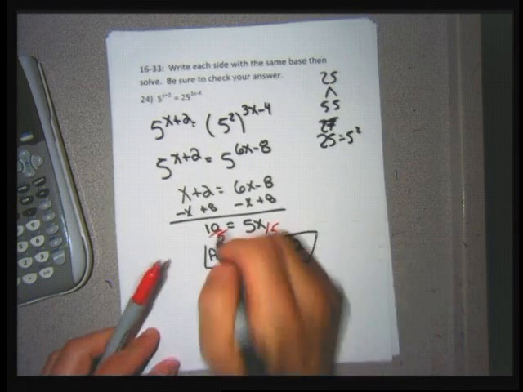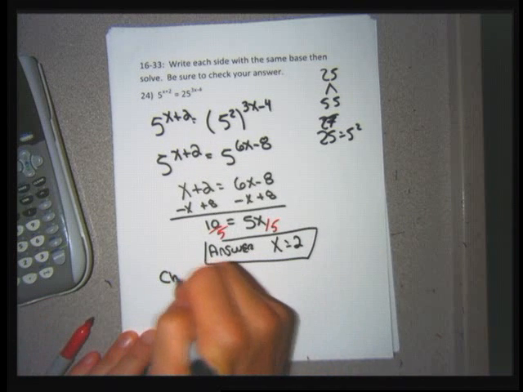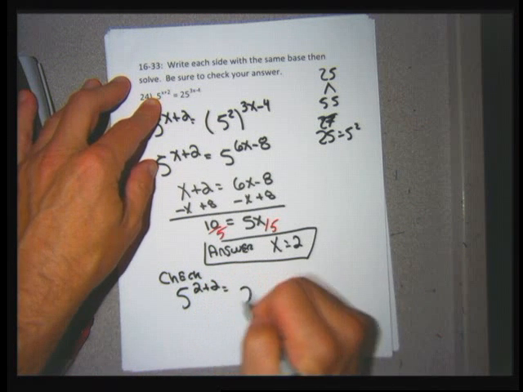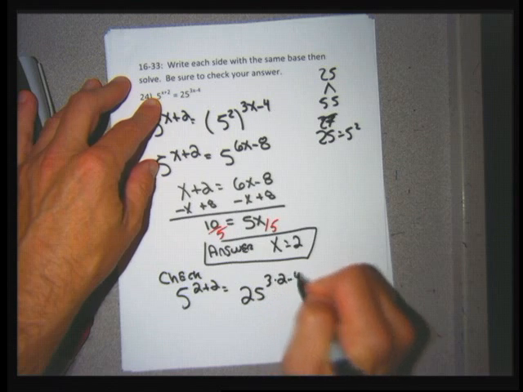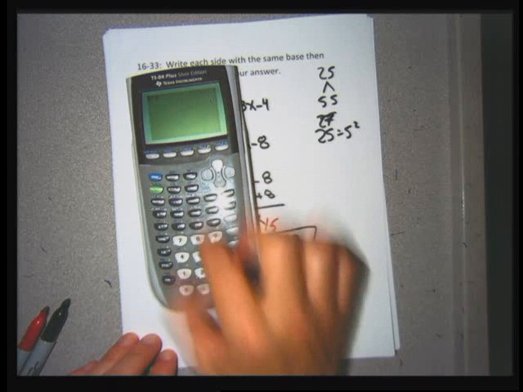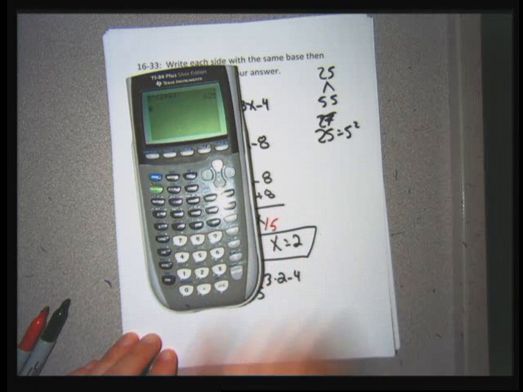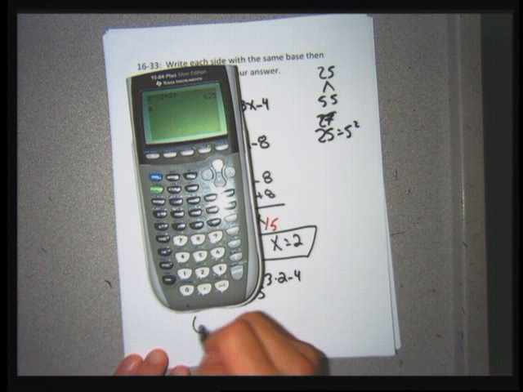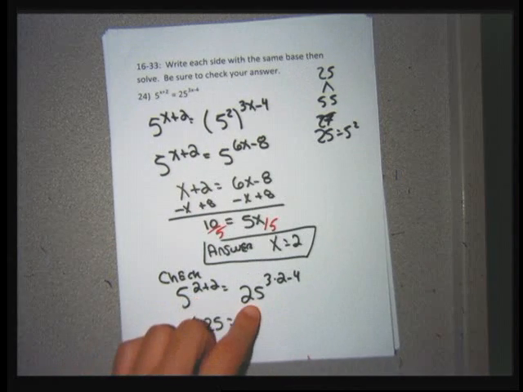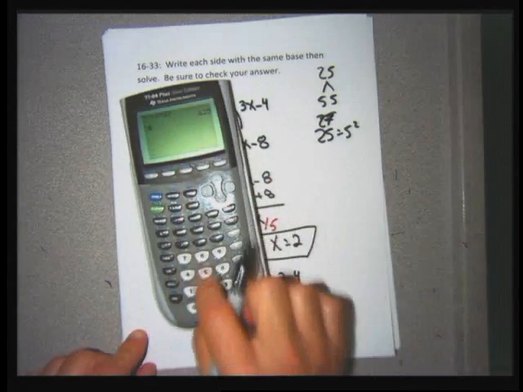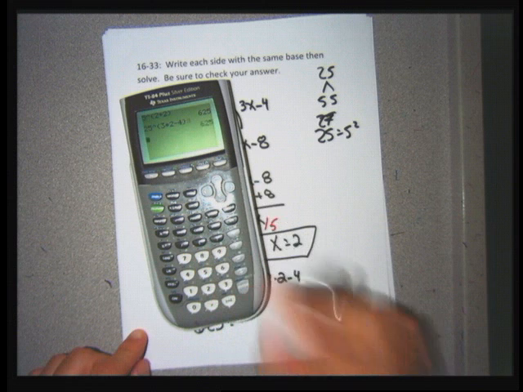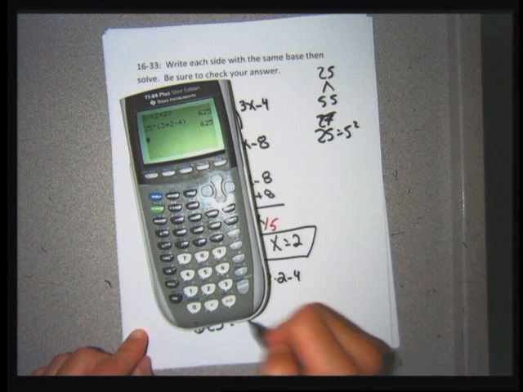I'm going to check it. To check it, it has to be the case that if I go to the original problem, 5 to the 2 plus 2 power is going to equal 25 to the 3 times 2 minus 4 power. I'm going to do each on my calculator. First, I'm going to do 5 up arrow parentheses 2 plus 2 power. When I do that, I get 625. So the left-hand side, when I put 2 in for x in the original problem, I get 625. That has to be the case for the right-hand side. So on the right-hand side, when I go 25 up arrow parentheses 3 times 2 minus 4, I also should get 625. And if I didn't get 625, my answer wasn't correct.